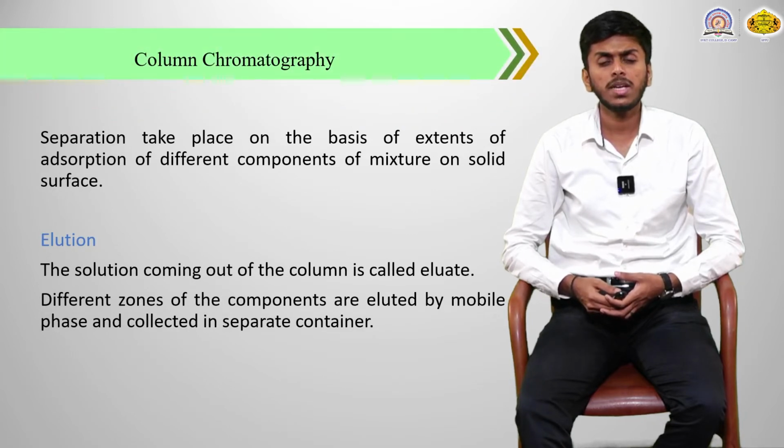Separation takes place on the basis of extent of adsorption of the different components of a mixture on a solid surface. Elution. The solution coming out of the column is called eluate. Different zones of components are eluted by the mobile phase and collected in separate containers.